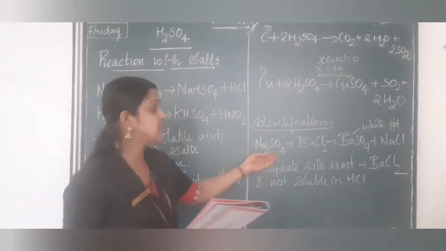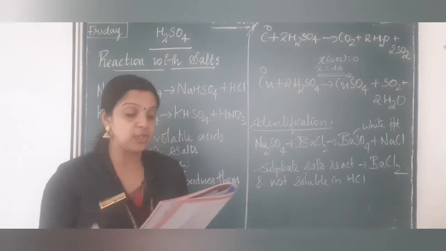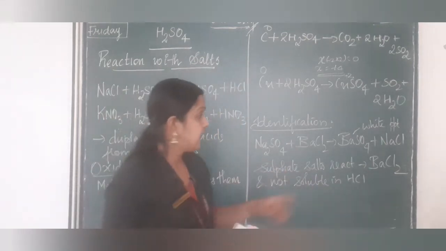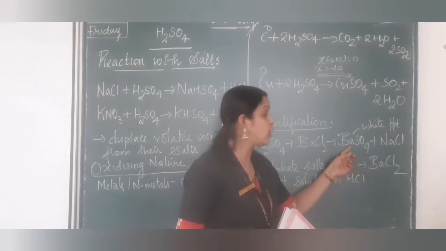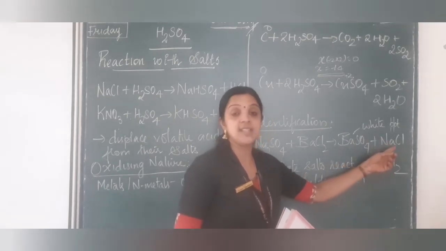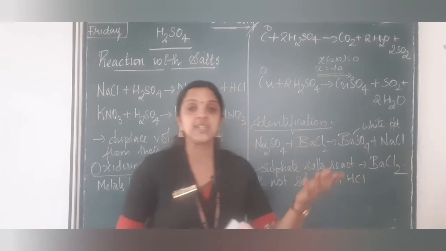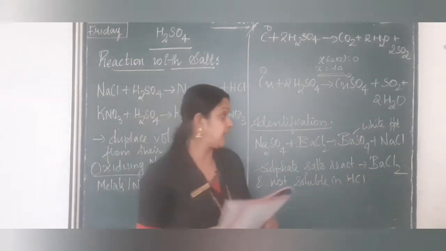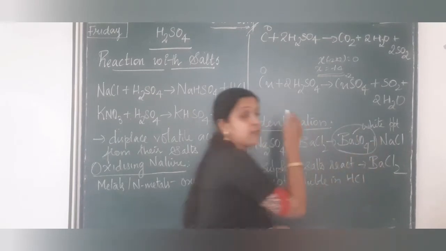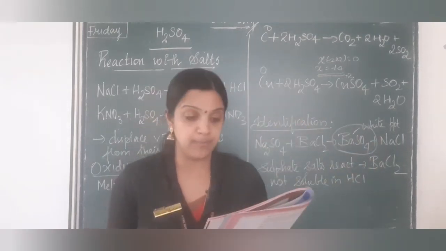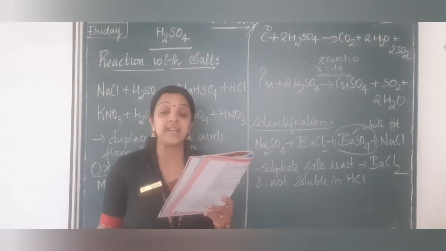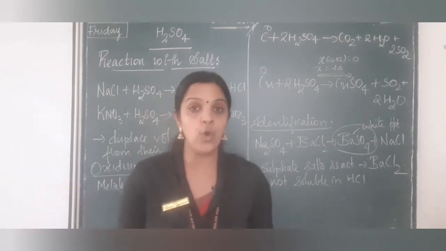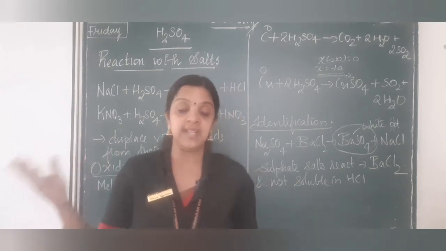Below this equation there are some questions asked of you. Which substance is soluble in water among the products? Will barium sulfate dissolve in water or sodium chloride? It is definitely sodium chloride, which is our common salt. Which substance is the white precipitate? It is our barium sulfate, which is the white precipitate. Does the white precipitate dissolve when dilute HCl is added to it? No, it is not soluble in HCl.